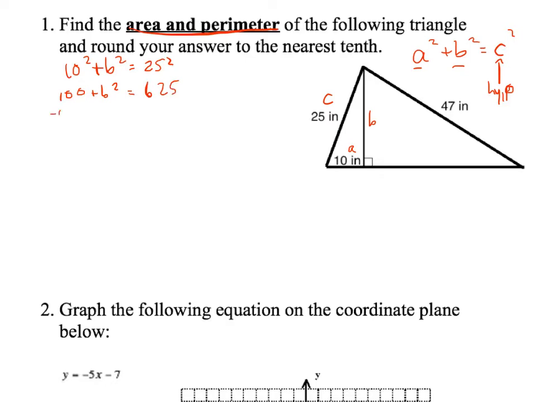And then subtract 100. B squared equals 525. Square root both sides, and you get b equals 22.91, etc. That's going to be this side length right here.